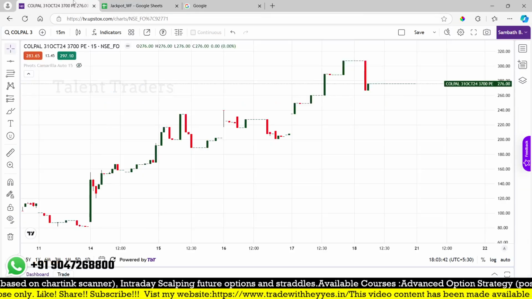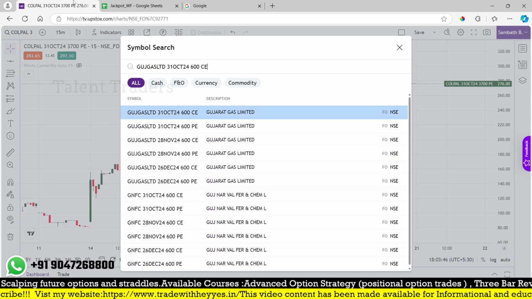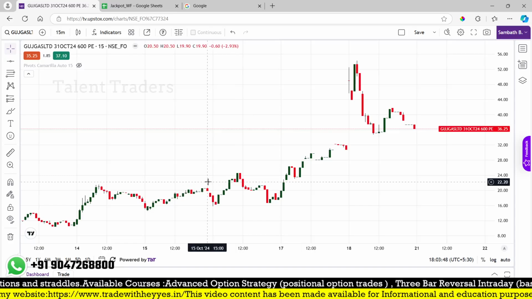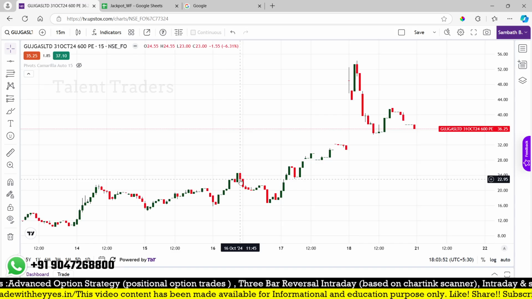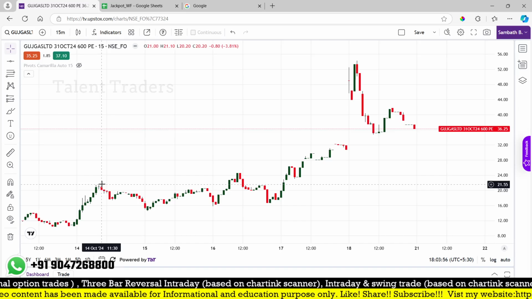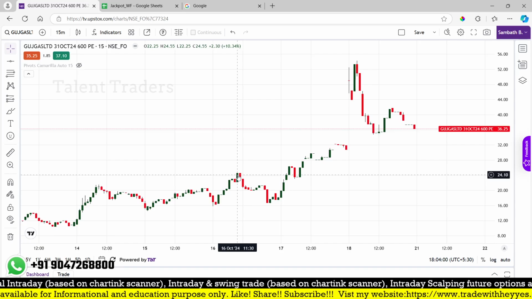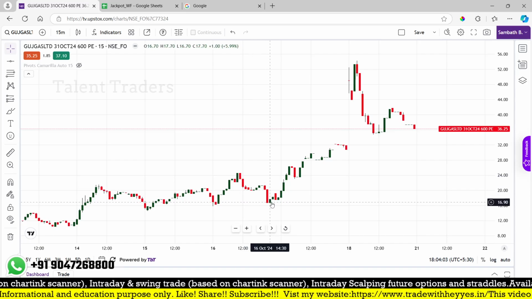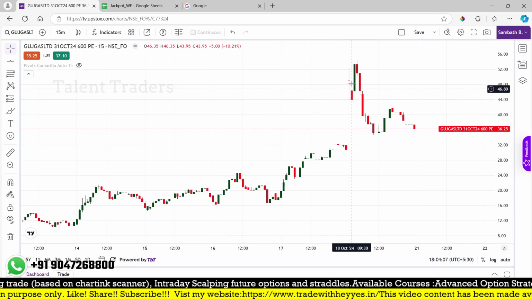And Gujarat Gas 600, let me check the Gujarat Gas 600 put option based on the scanner. This looks like good liquidity, and whether it triggers 21.7. Here is an opportunity on 16th October. Here 21.7 is not triggered on this particular day, 14th, but the entry got triggered on 16th October. After that it came down to 16.9 from 21, but it doesn't reach our positional stop loss.